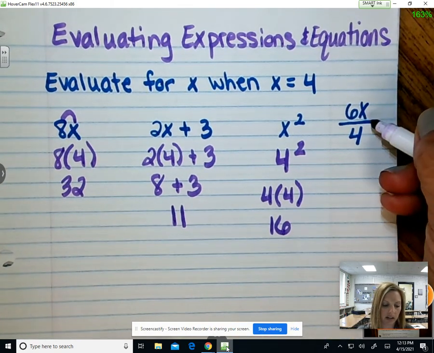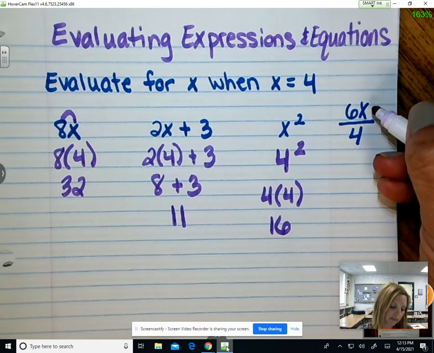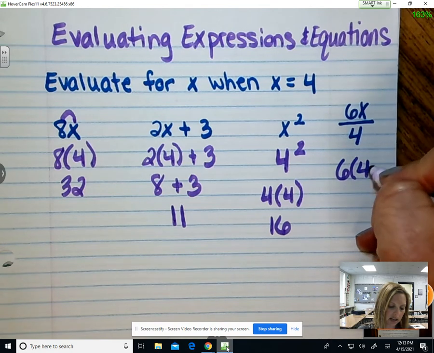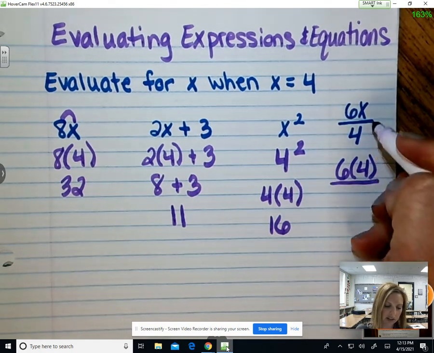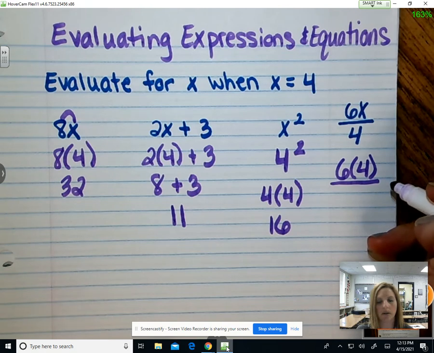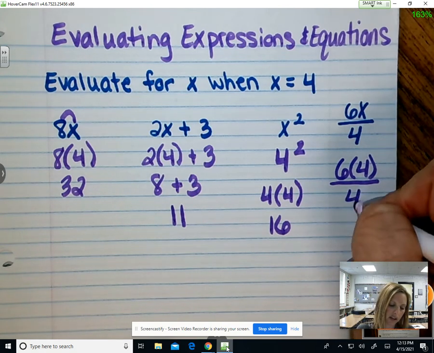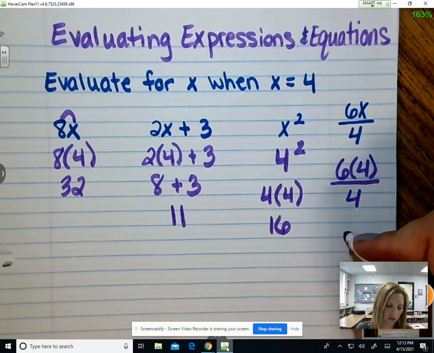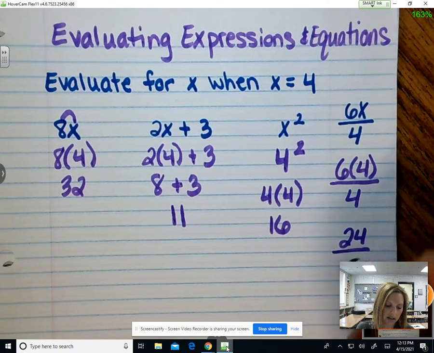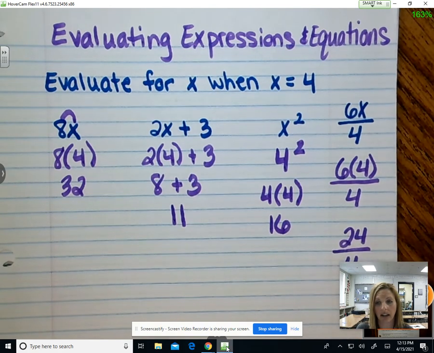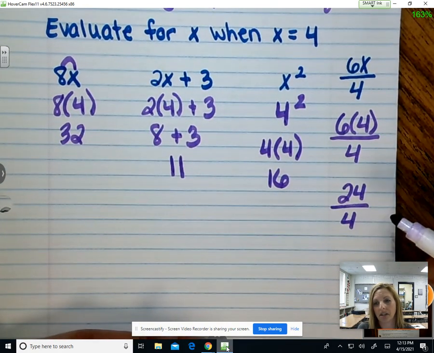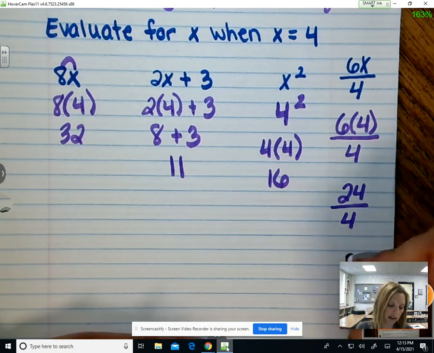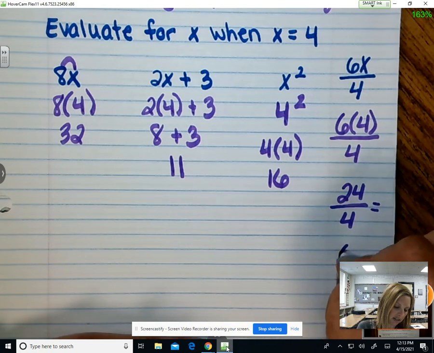And then this one is also a multi-step. I'm substituting in 4 for x. So I have 6 times 4. And then this fraction bar here, remember, is also a division bar. So divided by 4. So I'm going to do 6 times 4 first, which is 24, divided by 4. If you look at it as a fraction, then it would be an improper fraction and you still need to figure out how many times 4 fits into 24, which is going to be 6.